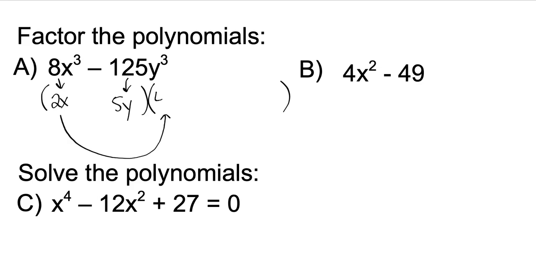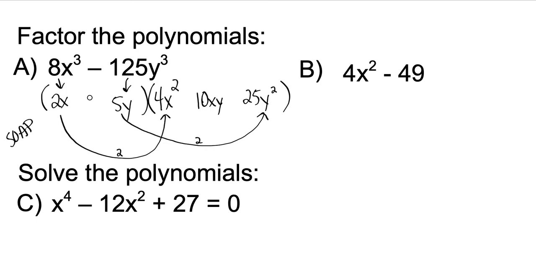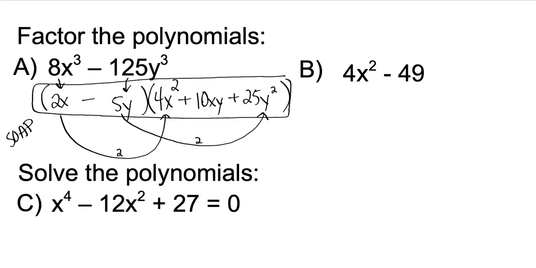So we follow our pattern. It's going to be 4x squared because I'm going to square it to get there. And this one goes here. I'm going to square it to get there. So that's 25y squared. And then in the middle here, we have the two of them being multiplied together. So it'd be 2x times 5y, which is 10xy. And then we remember SOAP. Okay, so same as what I started with, opposite that first one, and always positive in the back. And then you're done. Okay, that's how we do those.